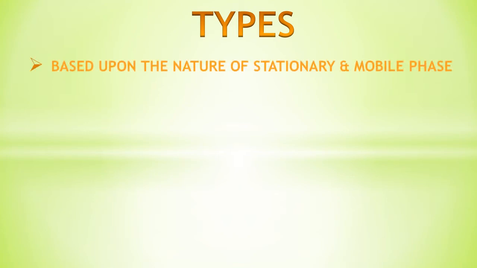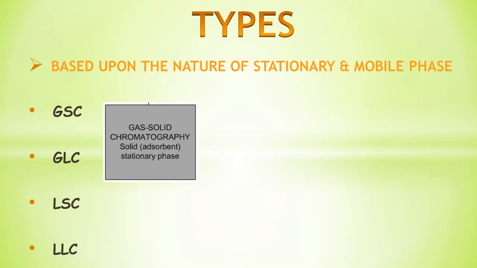Next, we will discuss about different types of chromatography. Chromatography can be of different types on different bases. Based upon the nature of stationary phase and mobile phase used, we can classify chromatography into GSC, GLC, LSC, and LLC. First about GSC, gas solid chromatography.